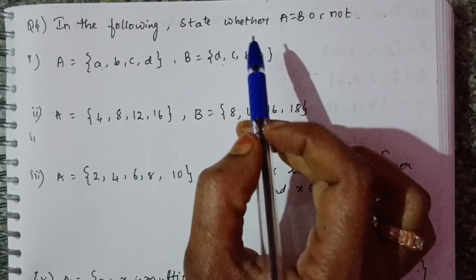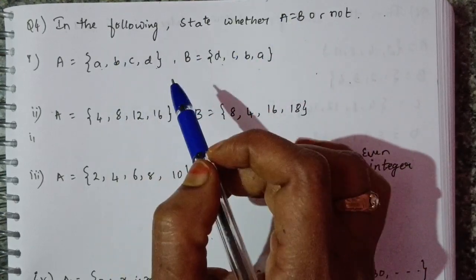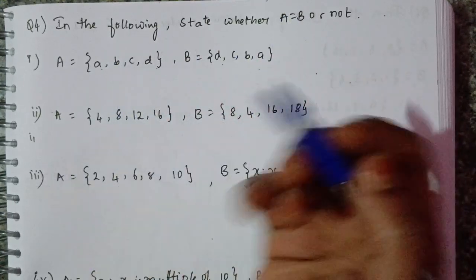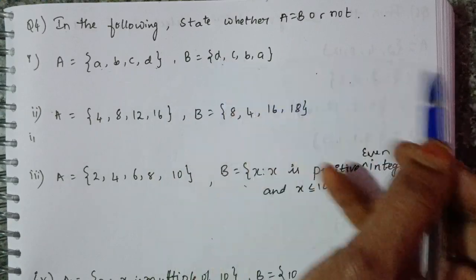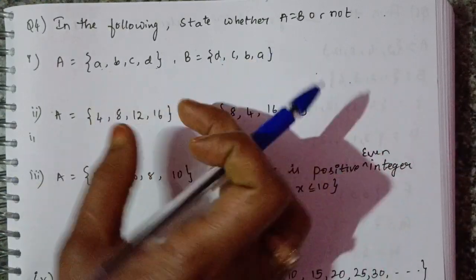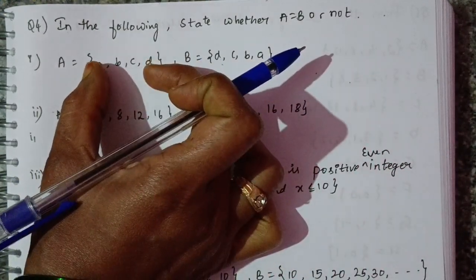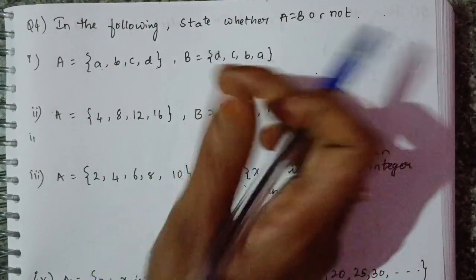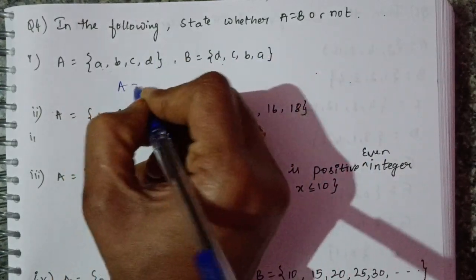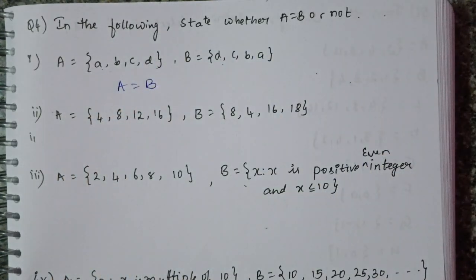You should remember one thing, in sets order does not matter. Like anything you can write A, B, C, D, you can write D, C, B, A. So these both are equal only, because A, B, C, D is in this set also, and in this set also. So we can write A is equal to B.